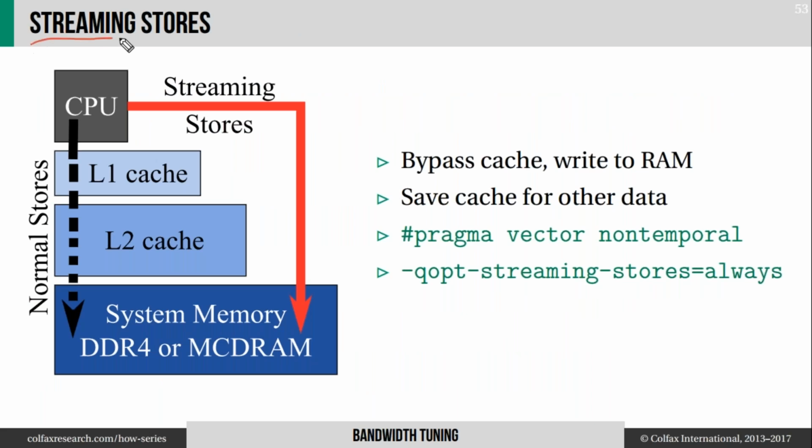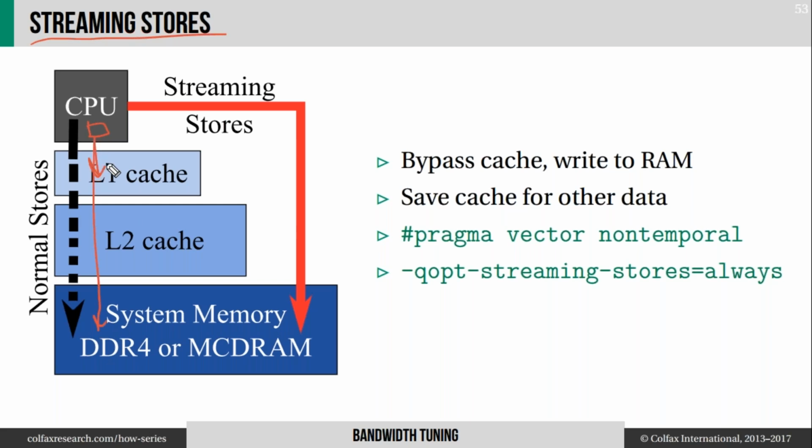I will also mention streaming stores, and before I jump into code, I want to explain what this is. Streaming stores are instructions to store data from registers into memory, bypassing caches. Normally, when you tell the core to store data in memory, it will say, memory subsystem, here's a piece of data, store it.